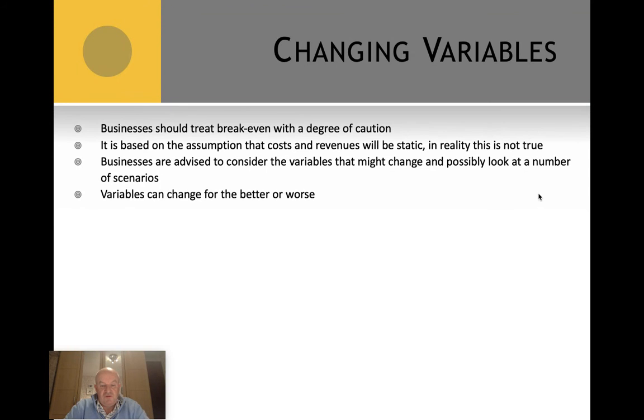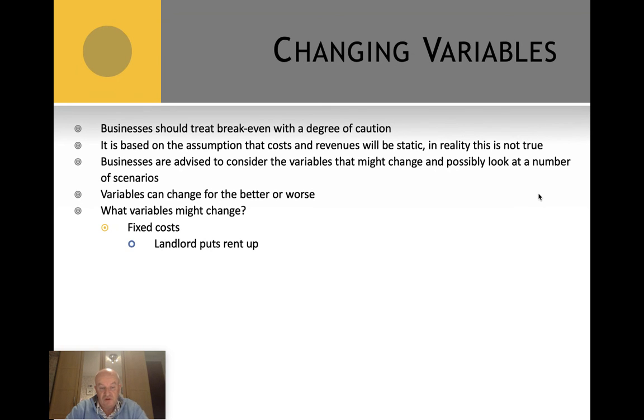Clearly, variables can change for better or for worse, and we can think about a number of them. Your supply cost might change, and the number of units sold might change. There are a number of different variables that can change, which will have a fundamental effect on your break-even levels. And it's very important to bear that in mind.